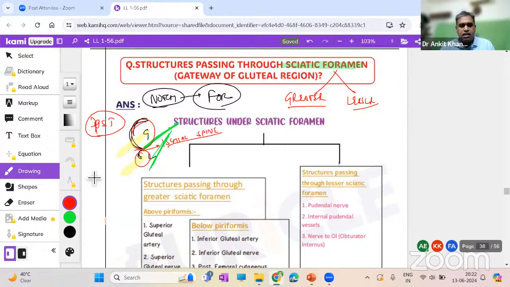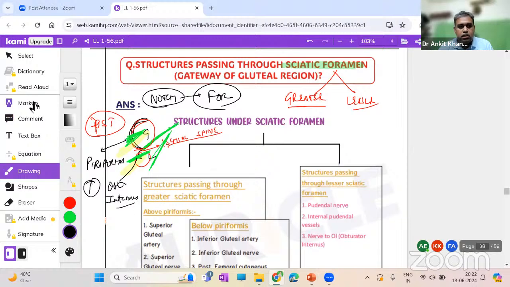Now, in this bigger, greater sciatic foramen, let me tell you one more thing over here. The major content of the greater sciatic foramen and the major content of the lesser sciatic foramen are basically two muscles. What are those two muscles? The muscle you have heard from the greater sciatic foramen is the piriformis. And the tendon that is coming out from the lesser sciatic foramen is the tendon of obturator internus.